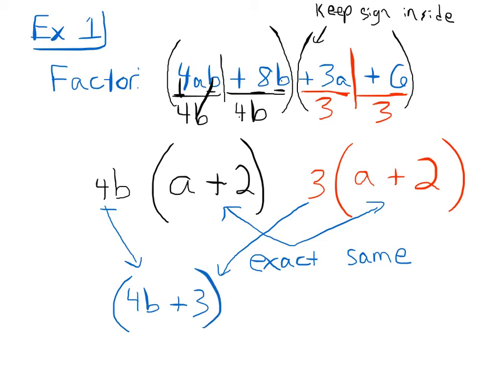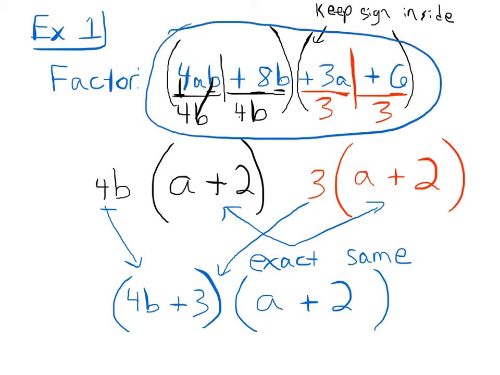So I have 4b plus 3. And then my other binomial is what I have right here, the exact same thing, right? What's left? The a plus 2. Keep in mind what factoring is. Factoring is taking one thing, this whole expression up here, and you guys don't need to write this. Don't circle yours, I'm just showing you. We took this whole expression, or polynomial, and we rewrote it as the product of two different things.